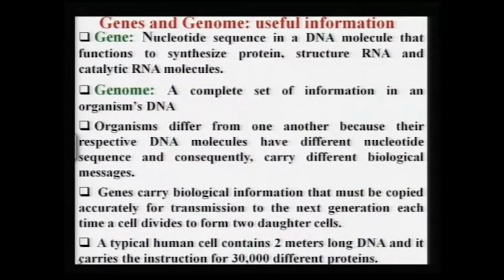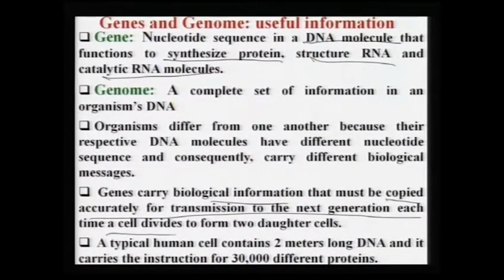In the beginning, what we have mentioned is, what is the role of the DNA molecule? It produces or synthesizes proteins, structural RNA and catalytic RNA molecules. And the other thing is that genes carry biological information that must be copied accurately for transmission to the next generation each time a cell divides into two daughter cells. What it means is, from one cell, if it goes to two daughter cells, each daughter cell must have a copy of its parent gene very accurately or precisely.